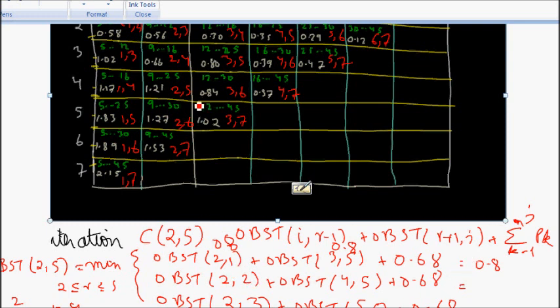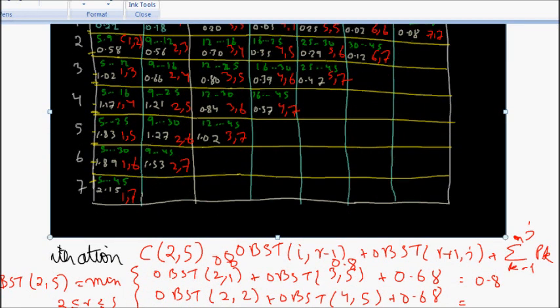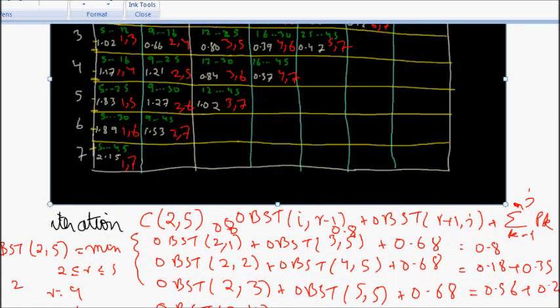Now 2 comma 2, we have to look up in the table, and 2 comma 2 is 0.18, plus OBST 4 comma 5, which is 0.35. This one becomes 2 comma 3, so 0.56, plus 5 comma 5, which is 0.25. And finally the last one, again this one is 0, so 2 comma 4 is 0.66. This one is common, so we are not calculating it. So this is 0.8, and this is 0.51.